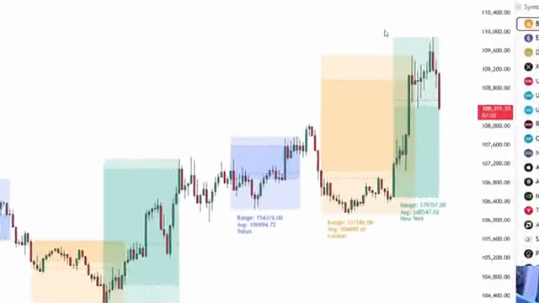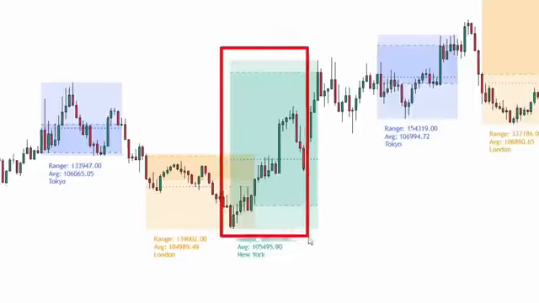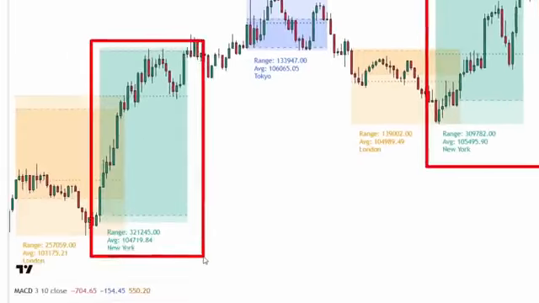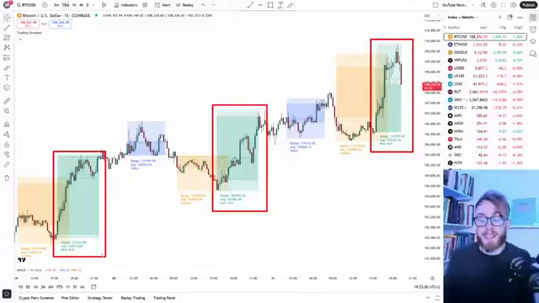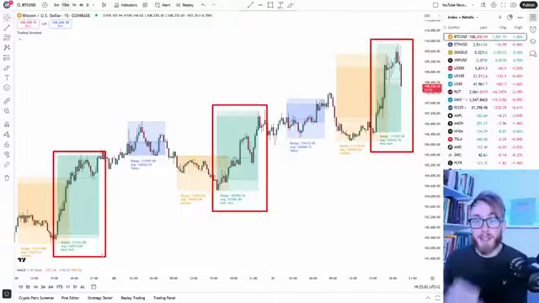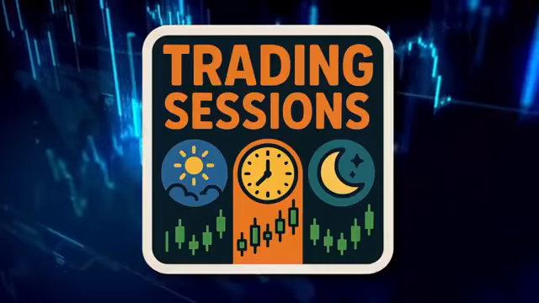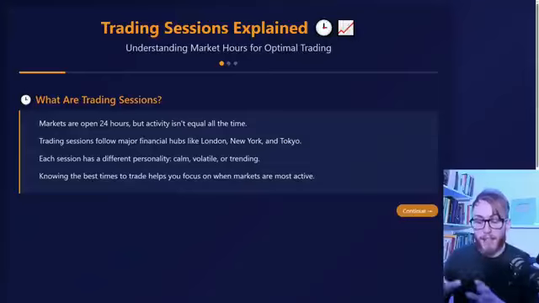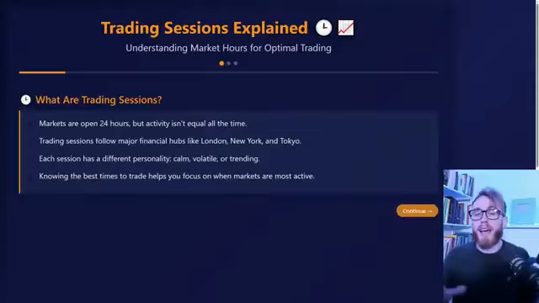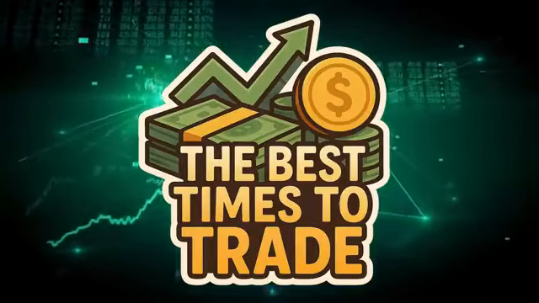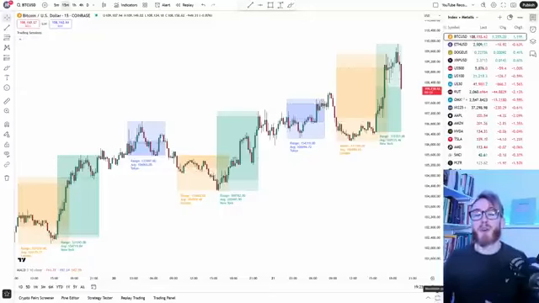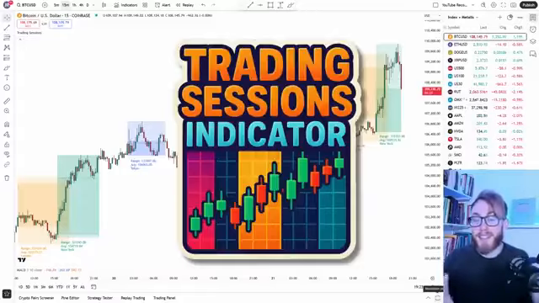All right, so take a close look at this chart right here. You can see that recently, every time Bitcoin has entered the New York session, we have been seeing a massive price increase. This is the power of trading sessions. And in today's video, you will learn what a trading session is, how they work, and you will also learn about the most important and the best times to trade. And by the end of this video, you will also learn how to find this indicator right here in TradingView.